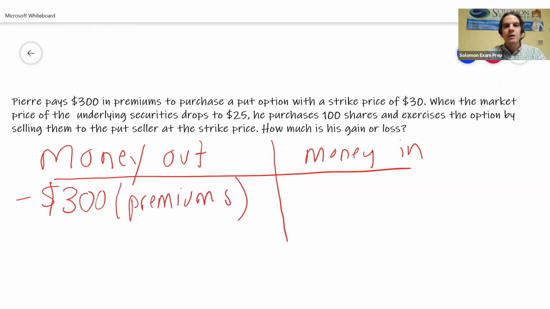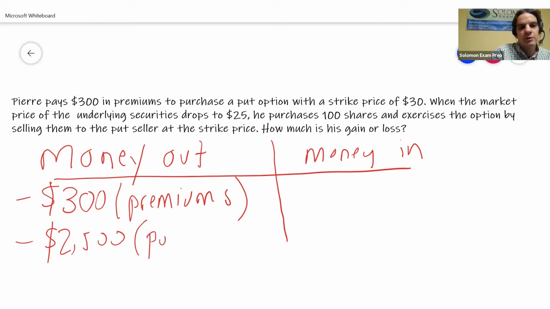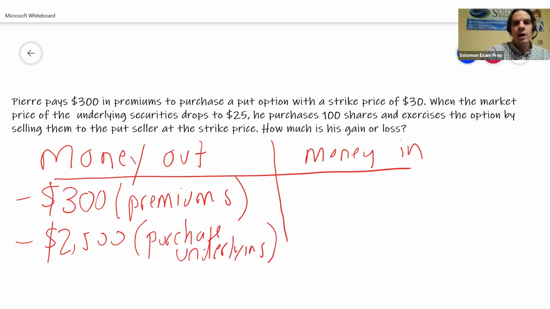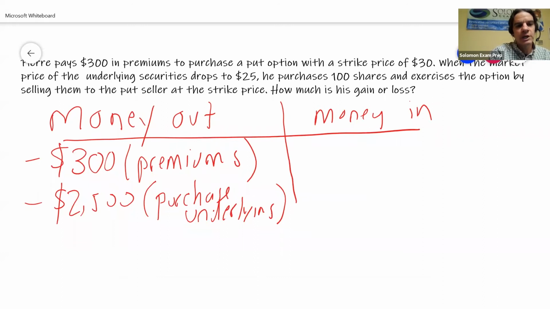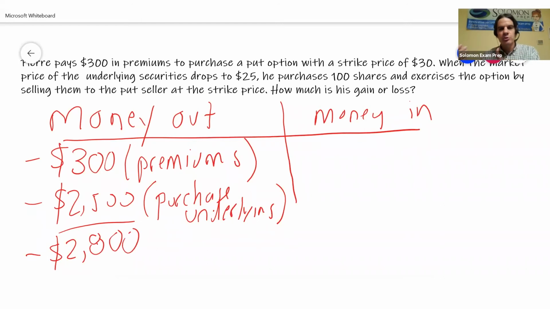Now, when the price of the underlying securities drops to $25, he goes out and purchases 100 shares at their market price. So he's spending $25 a share times 100 shares. So that would be $2,500, right? And this is the money he spends to purchase the underlying securities. I'm just going to write purchase underlying there. So now on the left, he's got negative $2,800. He spent $2,800. You're adding that premium to the money he spends to purchase the underlying.